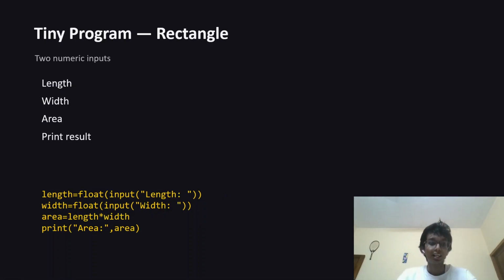Tiny program: rectangle. Take the length and the width, and you have to find the area. Area of a rectangle is length into width. It's basic mathematics, you should all know that. These are two numerical inputs, and because it's size and measurement, it should be float. So guys, your time starts now.